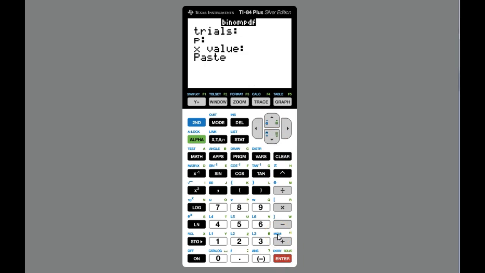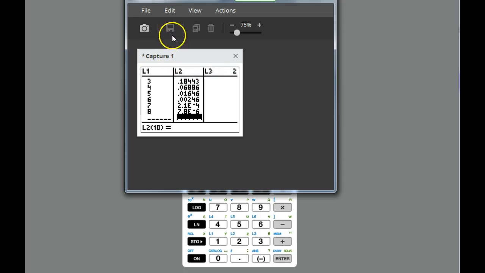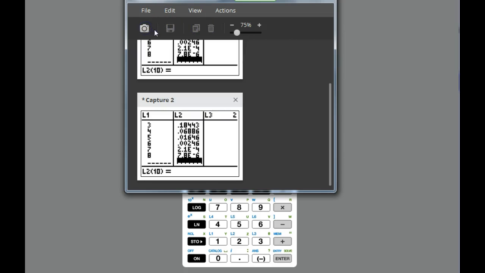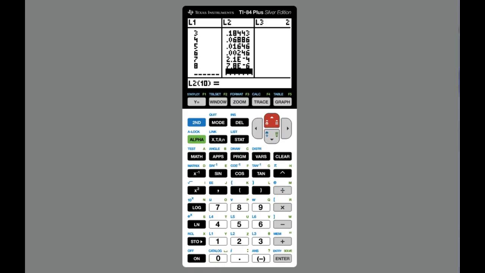Press enter. There are a total of 8 trials. My p was 0.23. And my x value is going to be denoted by second L1, and paste. Press enter. And these are the values that you would use to fill out your table. So that's exactly what you would do.